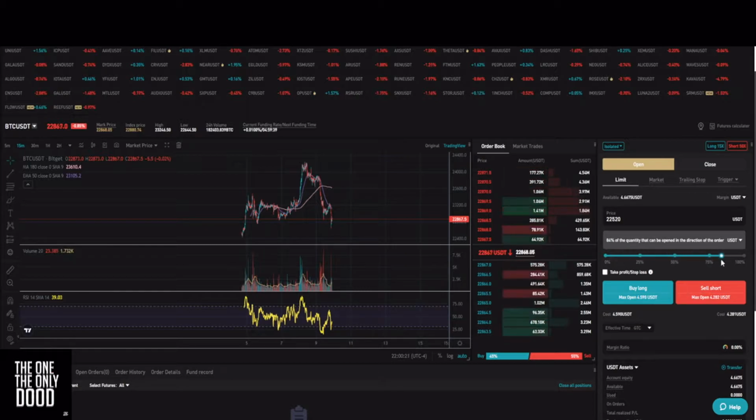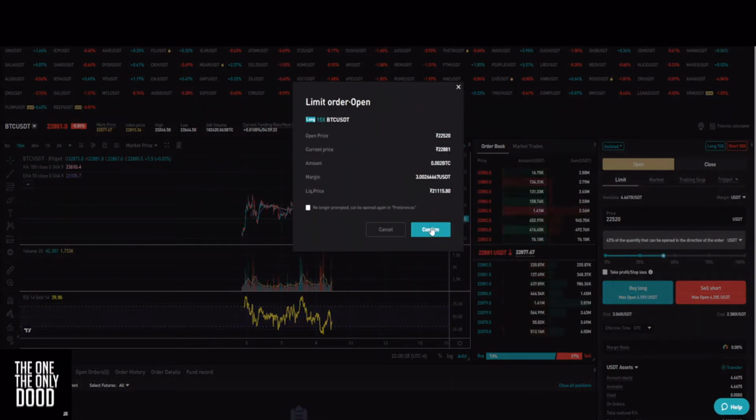So we would put in whatever amount we want. I only have $4 in here, since I took out all my funds. I don't really trade crypto that much anymore. I do primarily stocks. But basically we would put our limit order here, put in the amount we wanted, and then click buy long, and after that hit confirm.